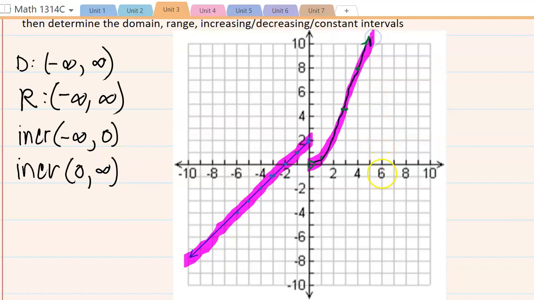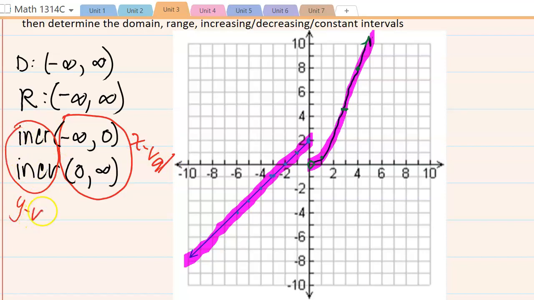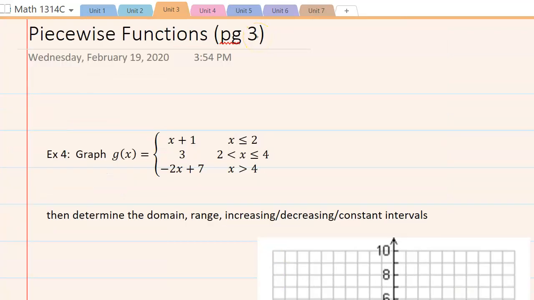That's our x values. What I do want to point out is that these parts right here are describing our x values, while this part is describing our y values, what the y values are doing while the x values are marching from left to right. Notice I have my increasing intervals separated because our graph is also separated into two parts. Let's continue on to the next page with example number 4.